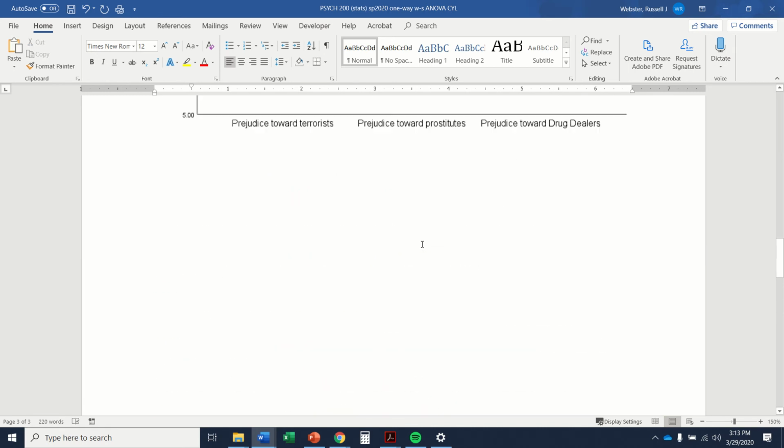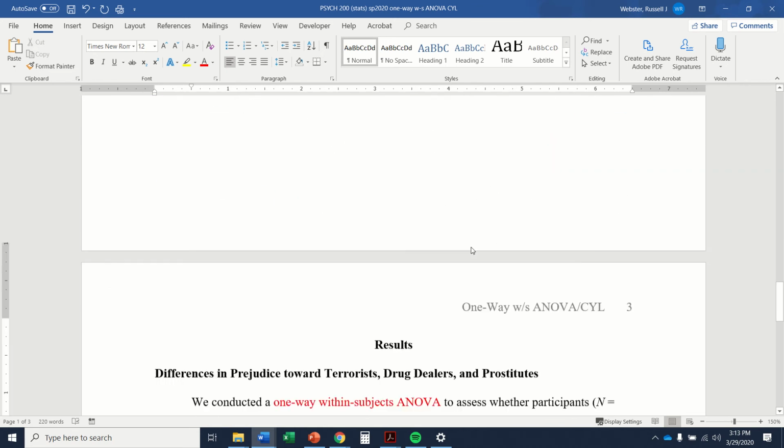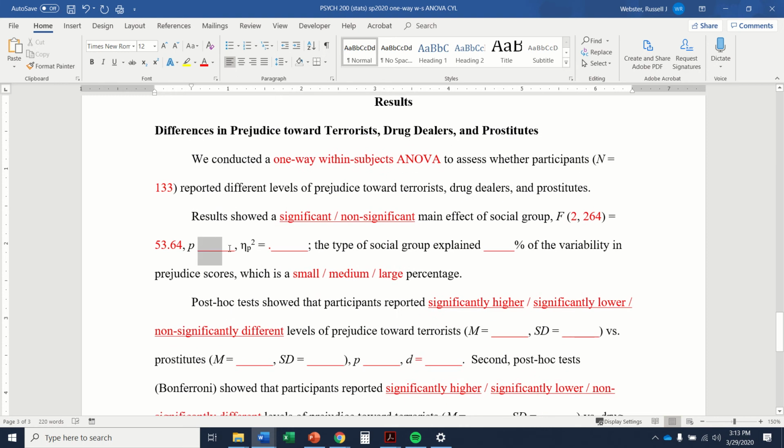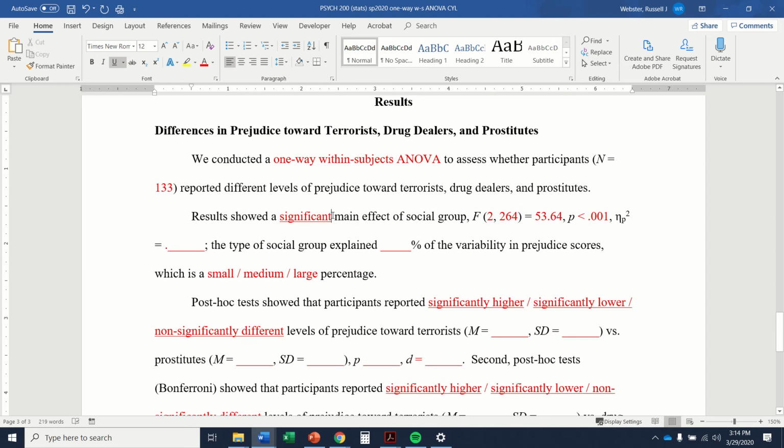And then P, that's a big F value, so I'm assuming we got the triple zeros, and we do. So we'll denote that as P less than 0.001. And our P value is significant. So our F value, our ANOVA, is significant. So results showed a significant main effect of social group. And because we have a significant main effect here, our F test is significant. There's at least one significant difference between the mean prejudice scores for terrorists, drug dealers, and prostitutes.